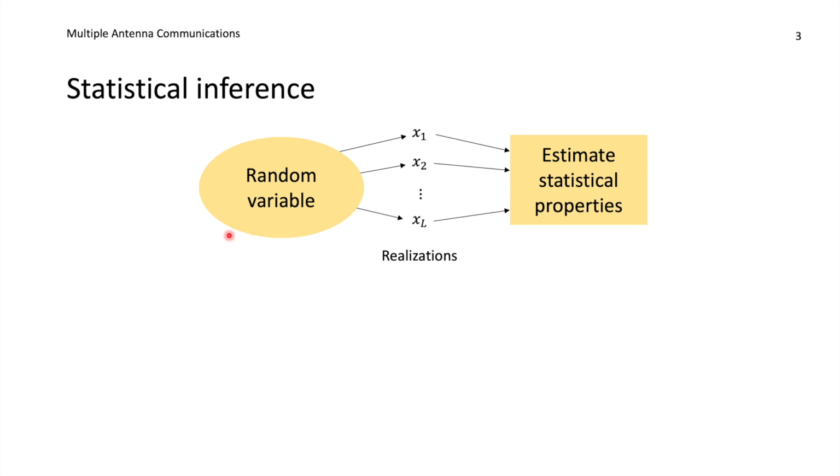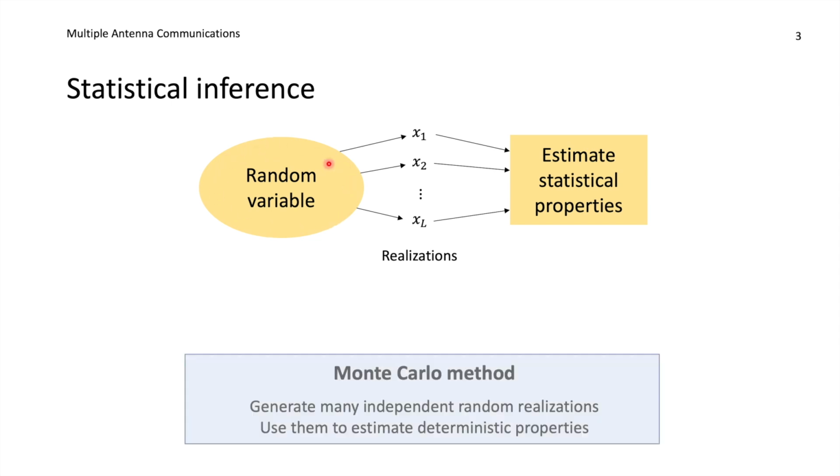And this is different from the previous video on estimation theory, where we were interested in estimating the realization of a random variable. We knew the distribution of it, but we were observing the random variable in a noisy environment. But now we are instead interested in estimating something deterministic, something that has to do with the properties of the random variable. And the special thing with the Monte Carlo method is that we generate many independent random realizations like this, and then we use them to estimate these deterministic properties that the random variable has, such as estimating its mean value or potentially its entire random distribution.